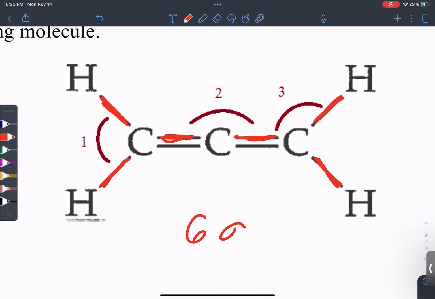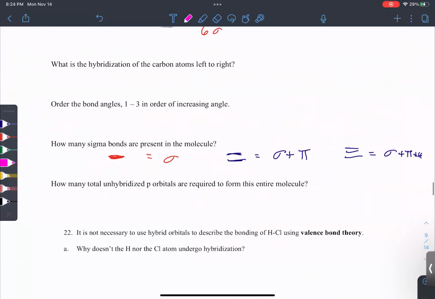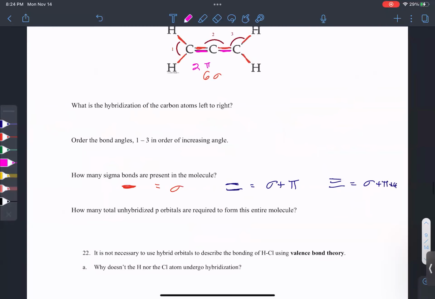I don't have the second component of the double bond accounted for. So 1, 2, what are those components? Pi. So there are 2 pi interactions here. So 2 pi, 6 sigma.